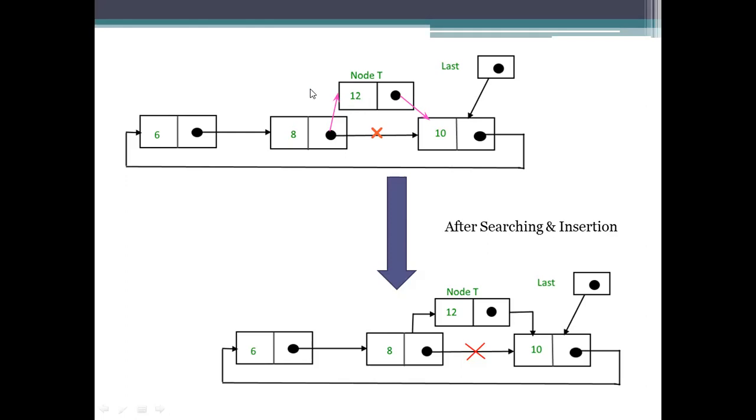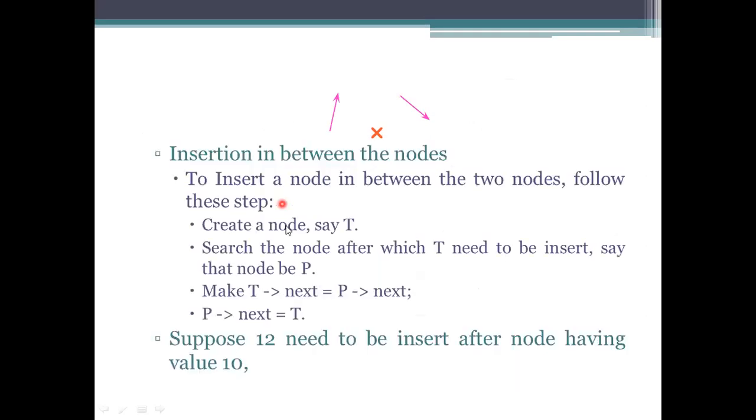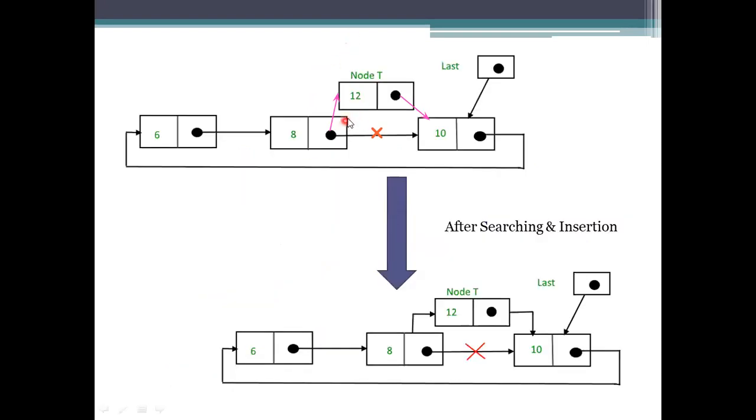Once the node has been created, next we need to specify at which node we need to add it, whether in between, before, or after that one. Here we just insert after the specified node. Say P means here, T next will be P next. T means here 12, P means here 8. T next should be equal to 8 next.